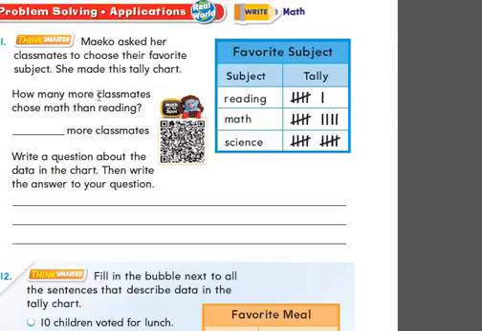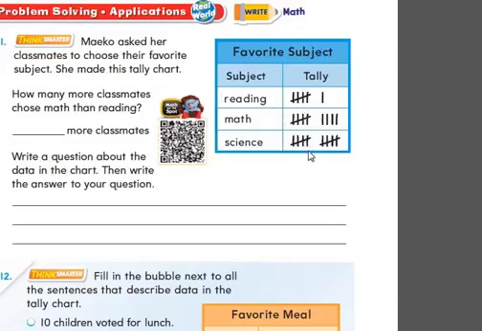He asked me how many more classmates choose math than reading. So we will look at math and reading. Which is more? The students who preferred math or the students who preferred reading? Of course, the students who preferred math, because the number here is 9 and here is only 6. So, how many more? He wants to know the difference between the bigger number and the smaller number. So 9 is more than 6 by what? By 3. So 3 more classmates.